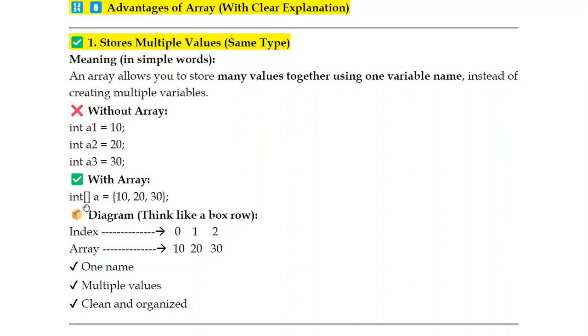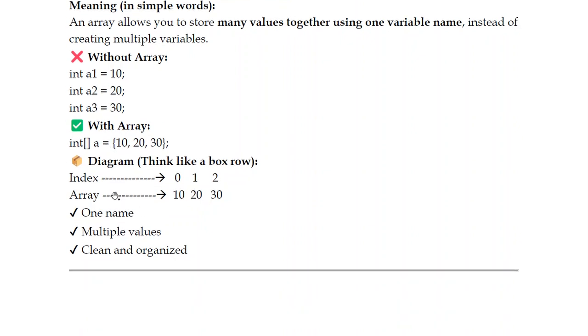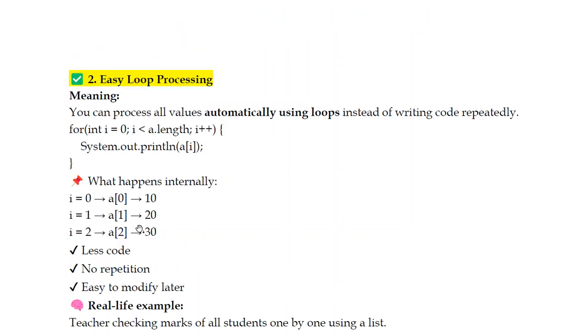So multiple values are stored in a single variable. That is what we are calling array. So storing multiple elements, values into a single variable name, that is called an array. The data type, what is that? Same data type. Collection of elements of same data type under a common name, that is called an array. So it always starts with the index number 0. Okay. So 10 index is 0, 30 is 2. So one name, multiple values, clean and organized. This is one of the advantages.